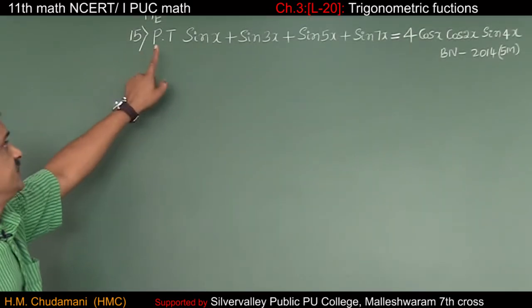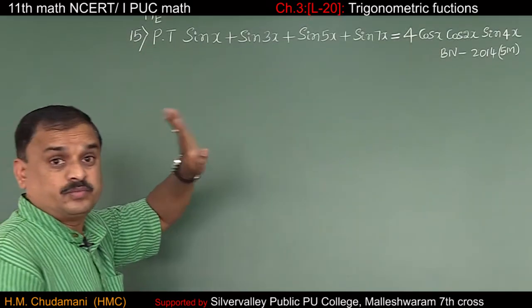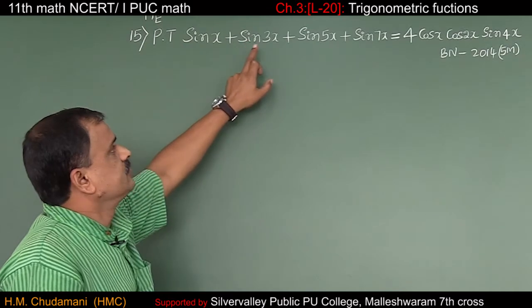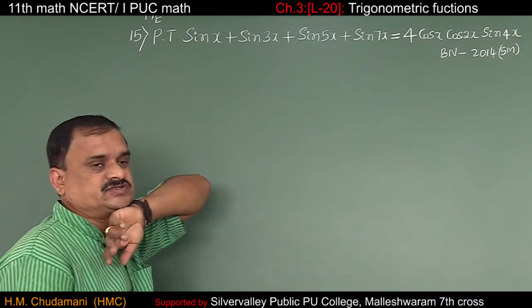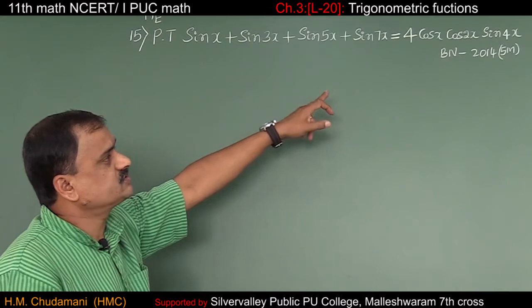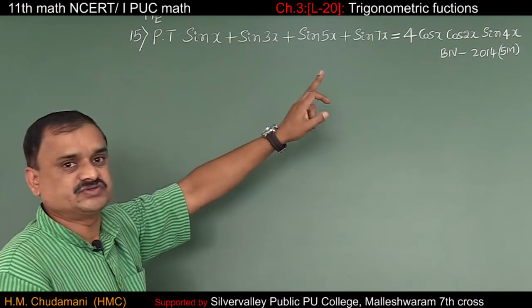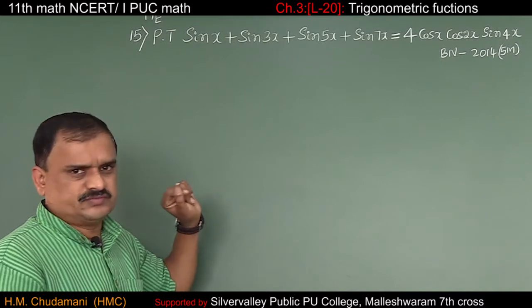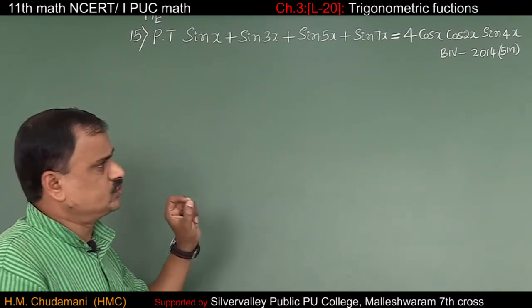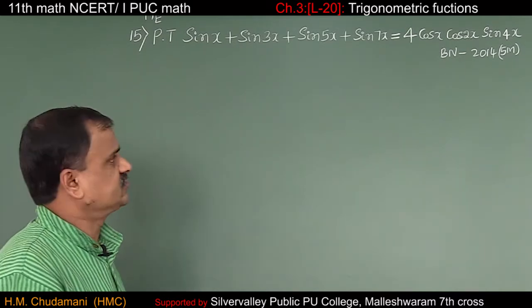15th one, miscellaneous exercise problem. Prove that sin x plus sin 3x plus sin 5x plus sin 7x is equal to 4 cos x into cos 2x into sin 4x. This appeared in the year 2014, Bangalore North Zone, under the 5 mark section.